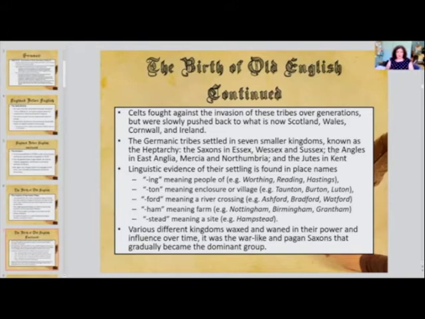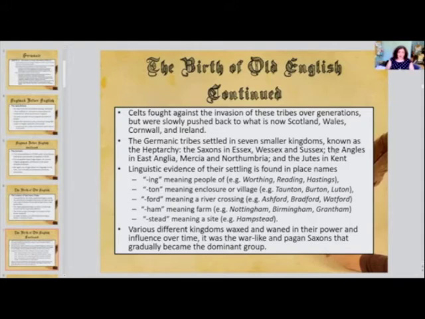Ham means farm: Nottingham, Birmingham, Grantham. Stead means a site: Hampstead. You may notice these are all towns in England that you've probably heard of before. These names have lingered since all the way back to the invasion of the Germanic tribes. They stayed. In fact, you may notice that Essex, Wessex, and Sussex are all still places in England. They kept these names. Various kingdoms kind of came in and out of power while this was happening, but it was ultimately the warlike and pagan Saxons that become the dominant group.